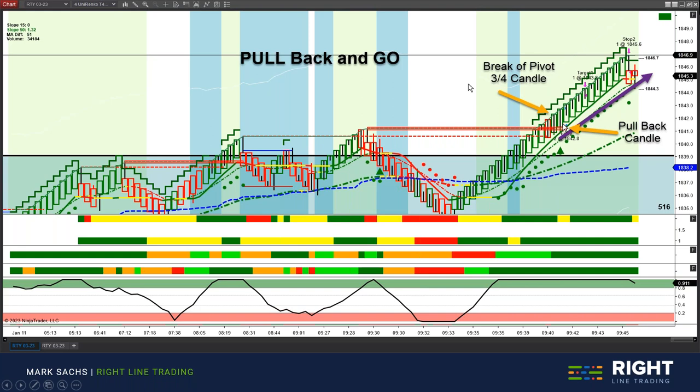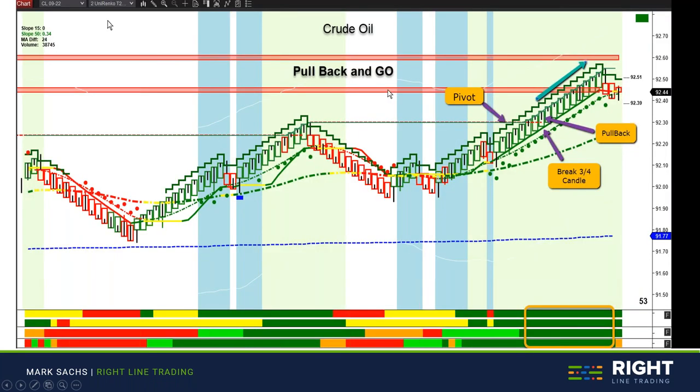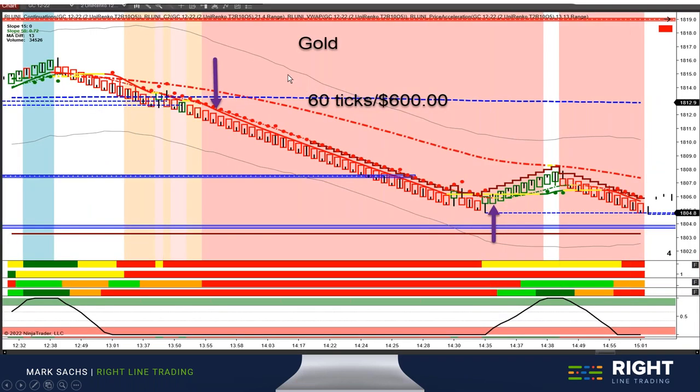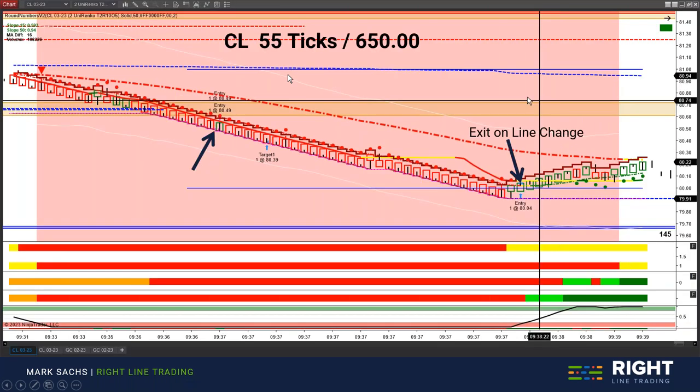Here's one that I traded on RTY. You see my orders here. It broke the pivot 3/4 of a candle right here. Place the order. Market came all the way down here and then went all the way back up here. Got me in, hit my first profit target and second profit target. Here's one on crude oil. Here's one on the Canadian dollar. Here's a trade on gold for 60 ticks.